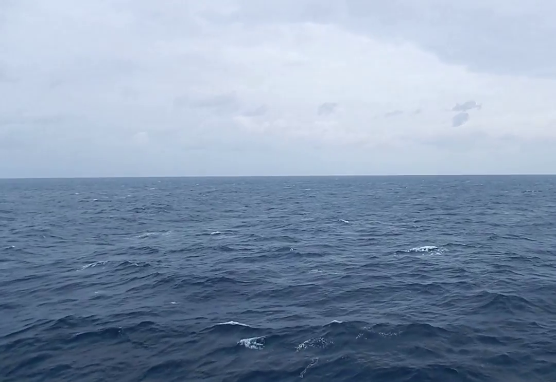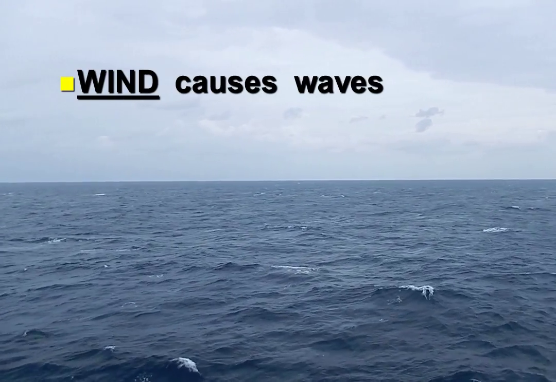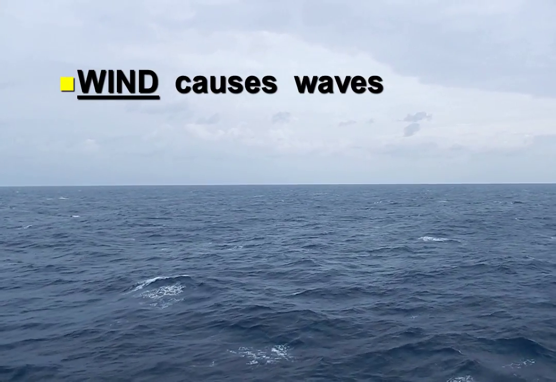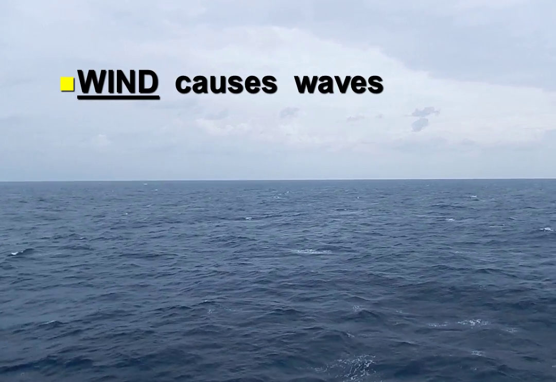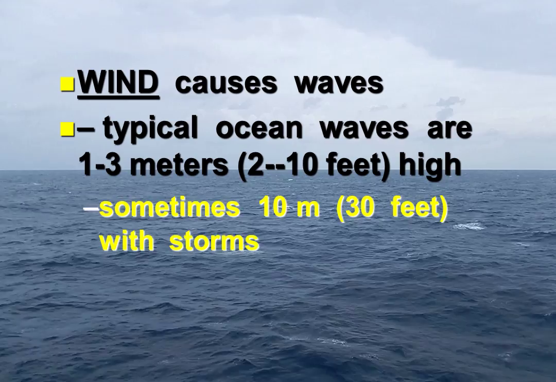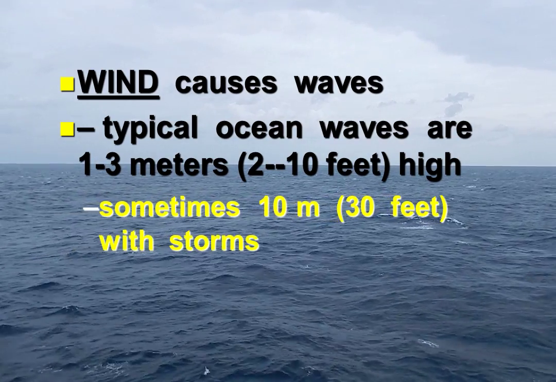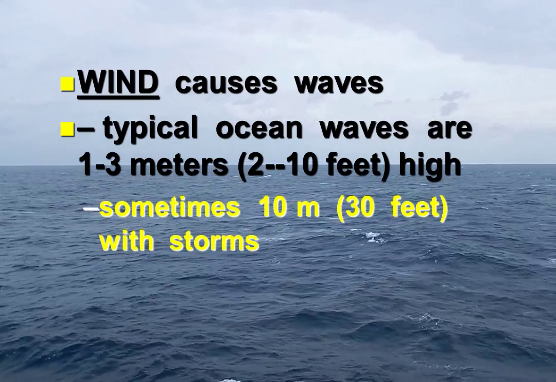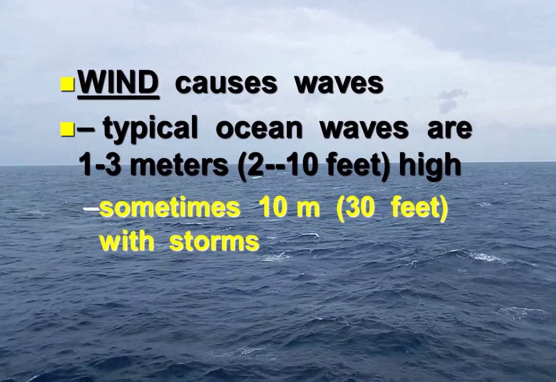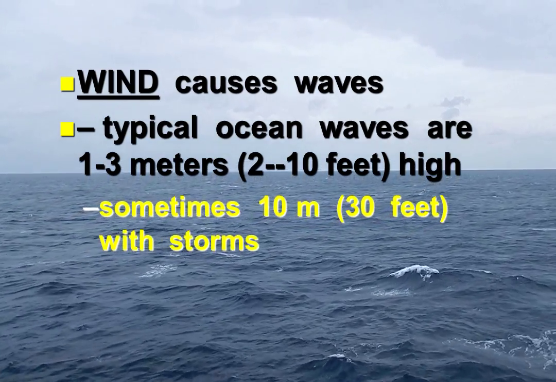I thought today we would discuss what causes waves. The short answer is that wind causes waves, and under typical conditions, as seen here, the waves tend to be 1 to 3 meters or 2 to 10 feet high. Though, under particularly stormy conditions, waves can be in excess of 10 meters or more than 30 feet high.